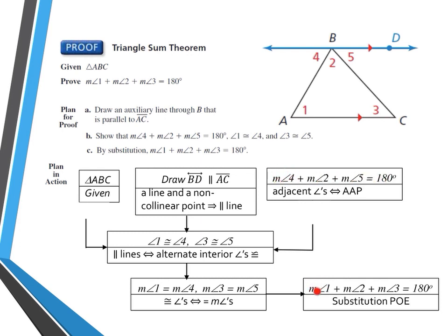So we now say measure of angle 1 plus measure of angle 2 plus measure of angle 3, because it got substituted since it equals 5. Measure of angle 5 got substituted with 3 to equal 180, and our reason is substitution property of equality. So if we look, this statement, measure of angle 1 plus measure of angle 2 plus measure of angle 3 equals 180 degrees, is exactly what we were trying to prove.